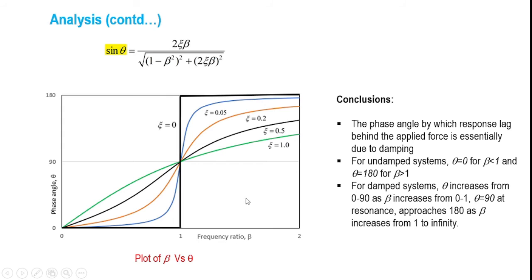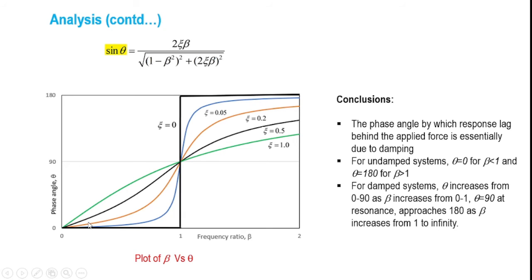And also we find that for beta greater than 1, if you consider we are talking about C equal to 0, an undamped system, the phase angle theta will be equal to 180 degrees. Now coming to the damped systems, theta increases from 0 to 90 degrees. For example, let us say we are considering the damping ratio of 0.2, that means I am talking about the red curve.